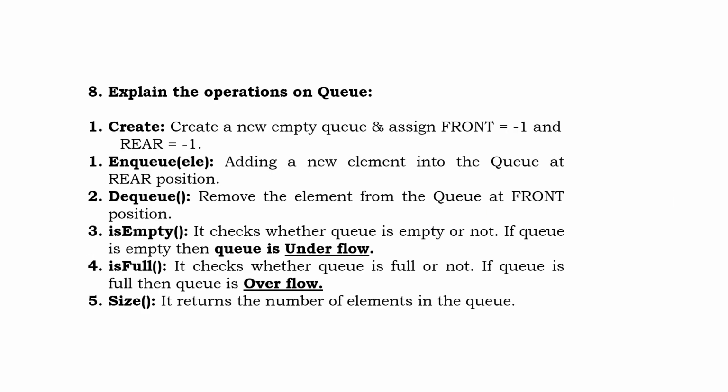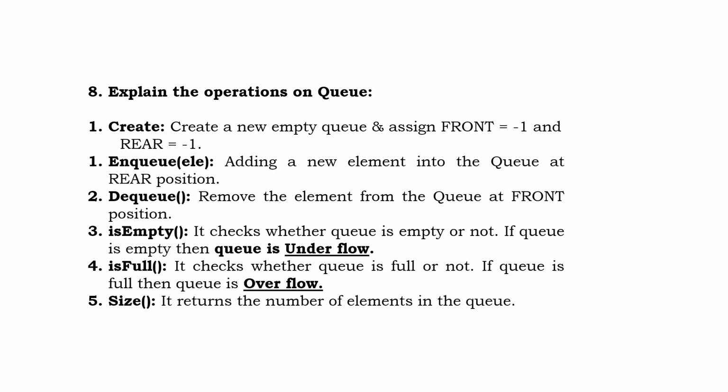Then, what operations are possible to perform on a queue? Create an empty queue and assign both the pointers to -1. NQ: adding a new element into the queue at the rear position. DQ: remove the element from the queue at the front position. Is empty: check whether the queue is empty.